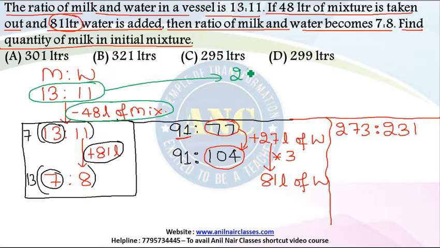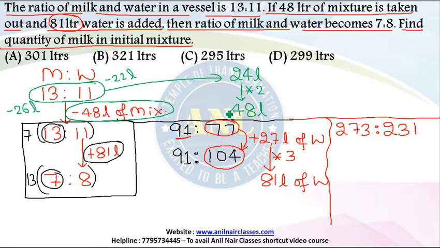According to the ratio, 13 liters of milk is removed, 11 liters of water is removed. That means 24 liters of mixture is removed. The question says 48 liters of mixture is removed. 24 into 2 is 48. 13 also multiply by 2, so 26 liters of milk is removed. 11 also multiply by 2, so 22 liters of water was removed.